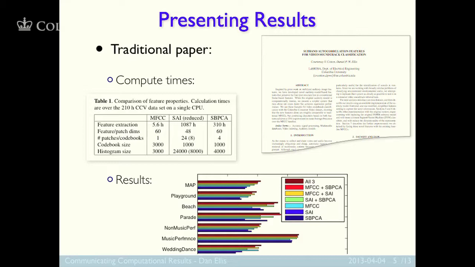We write a paper. This paper is called Subband Autocorrelation Features for Video Soundtrack Classification. We published it at a signal processing conference, and now everyone knows what we did. In the paper, we included a table of computation times. This is just to illustrate the complexity: our middle method, the SAI method, took 1,000 hours to compute on this data set because it took a few times longer than real time to process these videos.